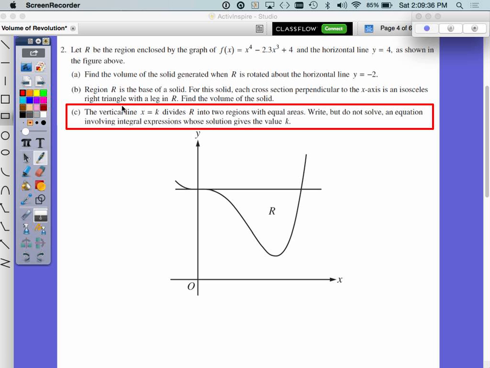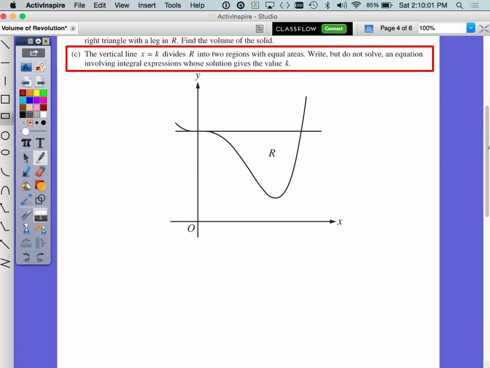Part C says that a vertical line x equals k divides this region, which was previously defined as R and which is given in this diagram. The line divides the region R into two regions with equal areas. And in this part of the question, we're asked to write, but not solve, an equation that involves integral expressions and whose solution, if we were to get it, would give us the value of k.